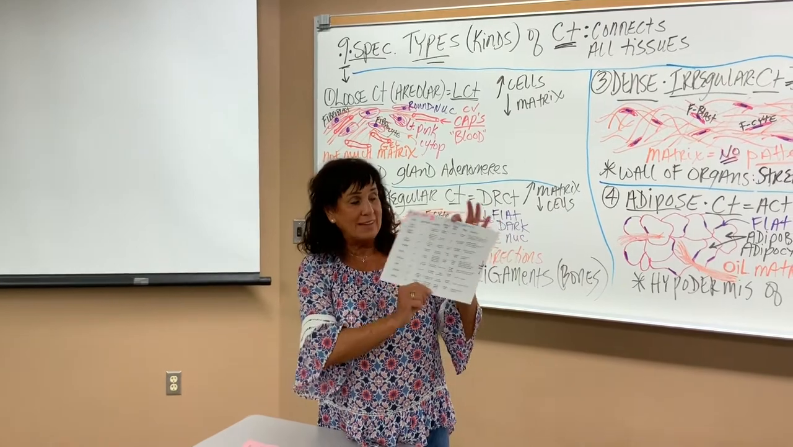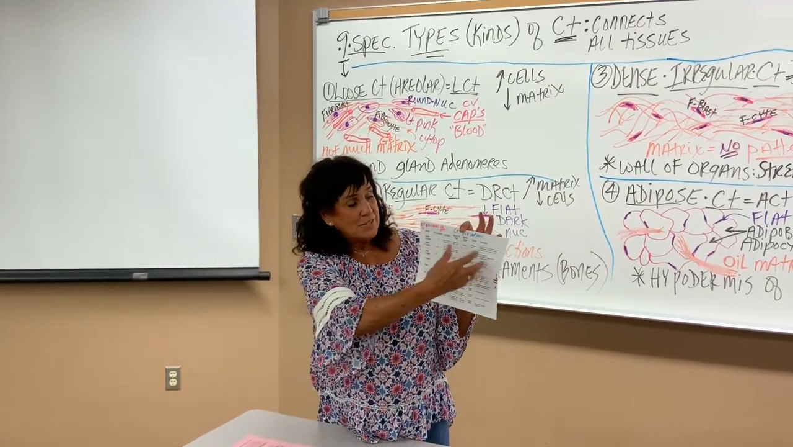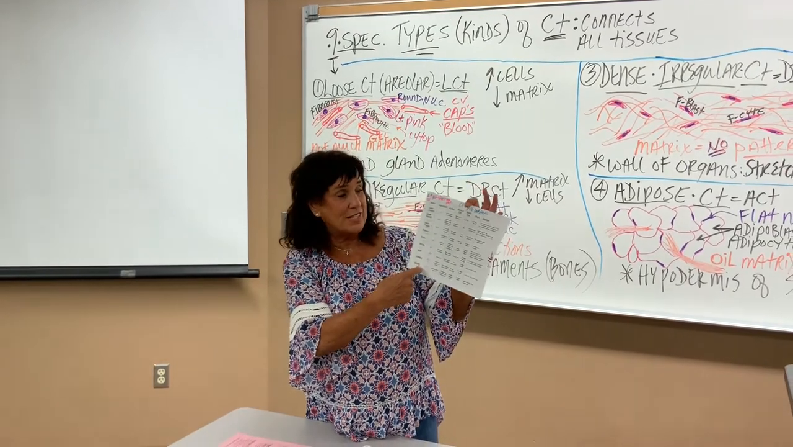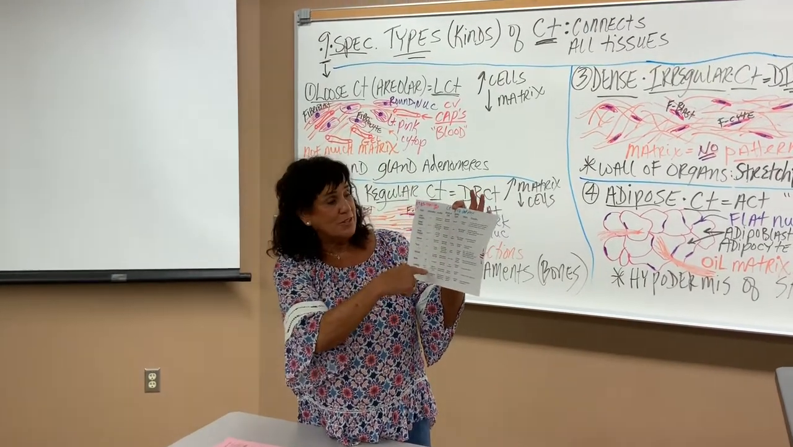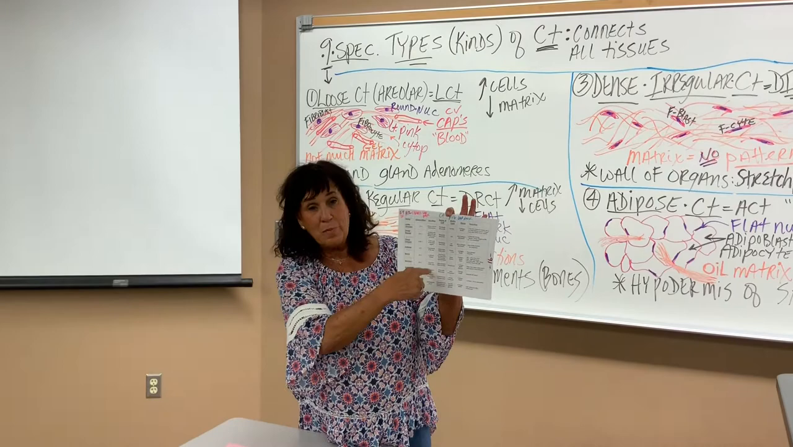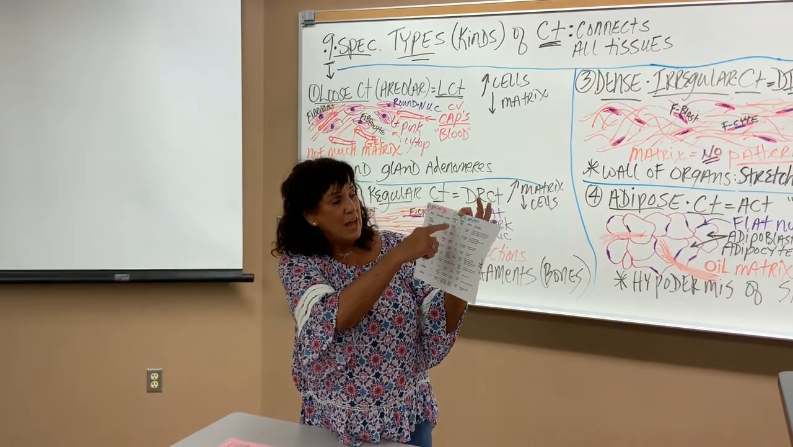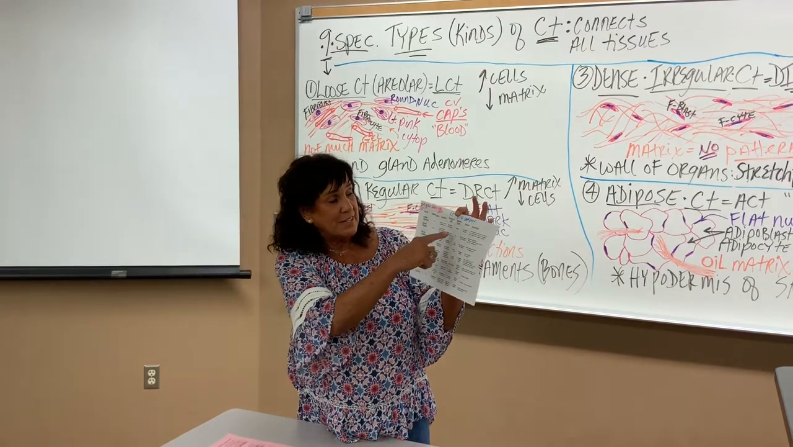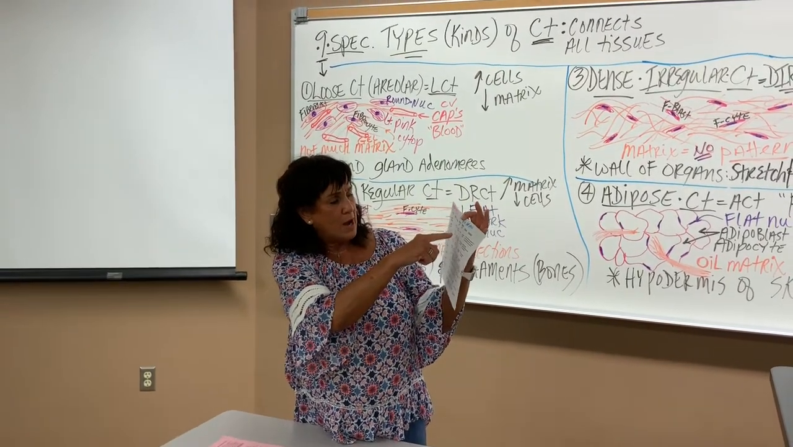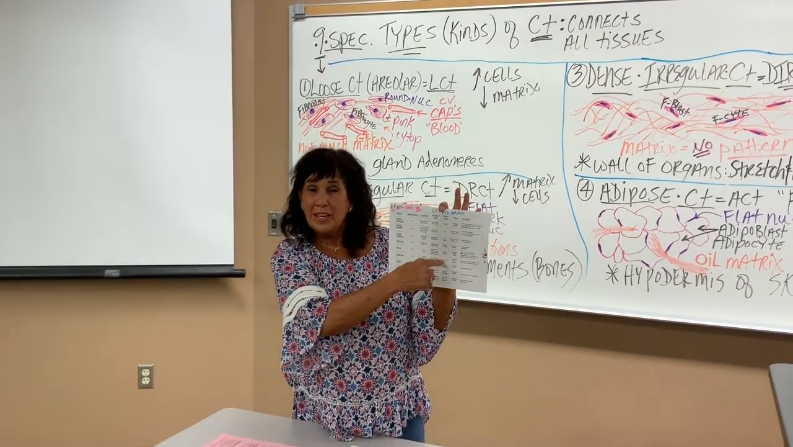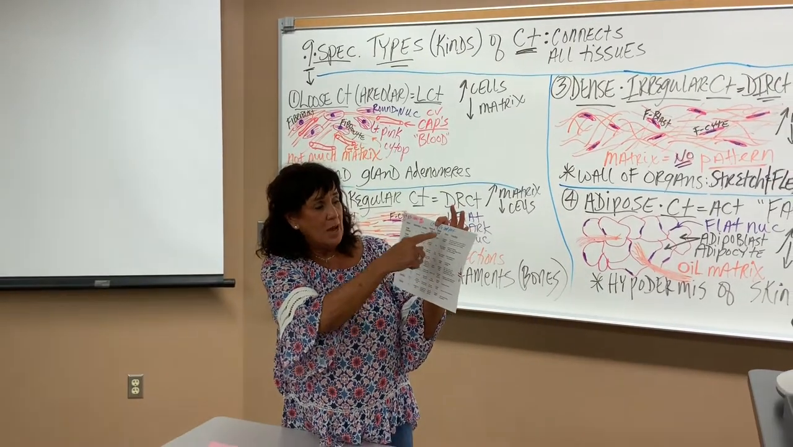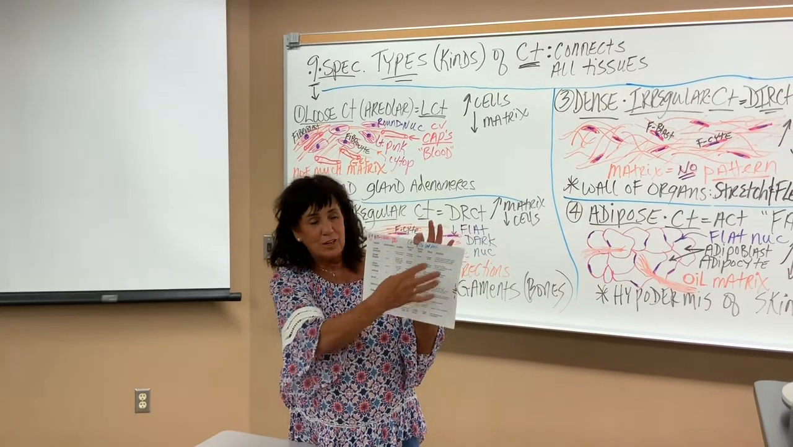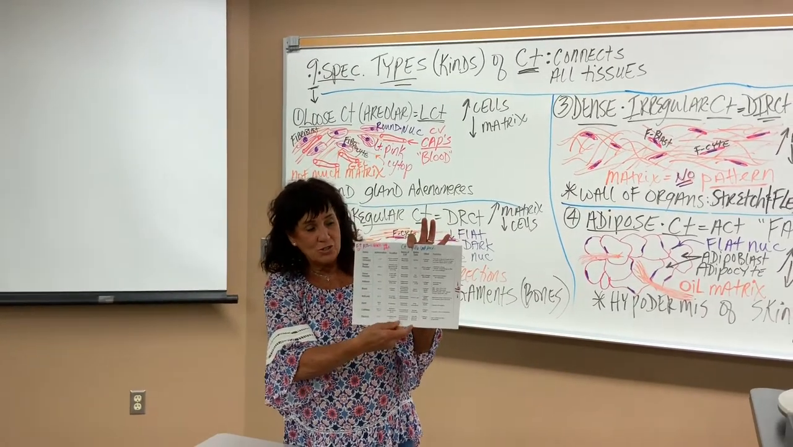in your lab pack. It's page 16, and there's a table listing the 9 specific types of CT. Their abbreviations, okay? Location in the body, general location. The name of the cell, what we call that specific cell in the CT. Then we go to the matrix type. What kind of matrix are the cells making? What kind of fibers are in the matrix? And then the functions, general functions for the connective tissues, okay?